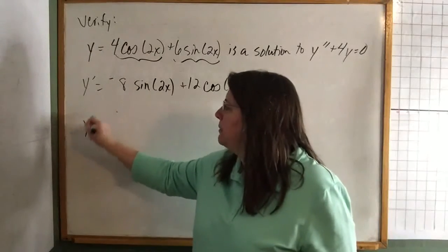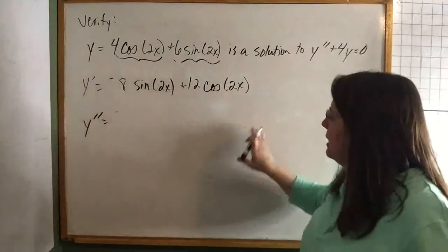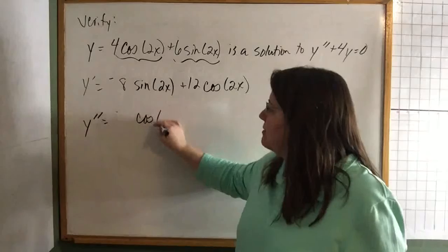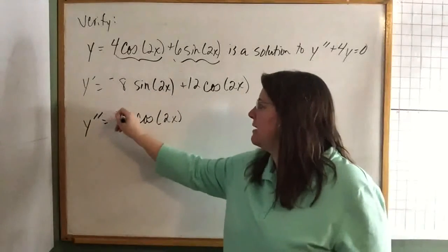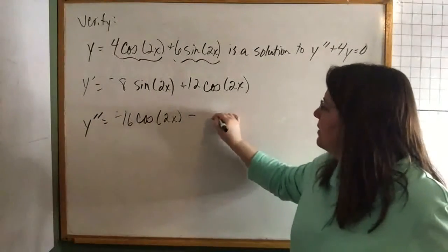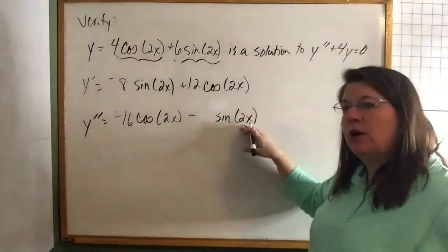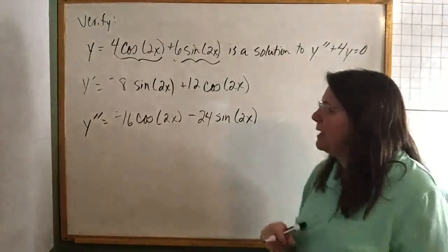For y double prime, I'm going to take the derivatives separately again. The derivative of sine is cosine. I still have the 2x. And then the derivative of 2x times negative 8 is negative 16. And the derivative of cosine is negative sine. I still have the 2x. The derivative of the angle part is 2, and 2 times 12 is 24. So there is y double prime.